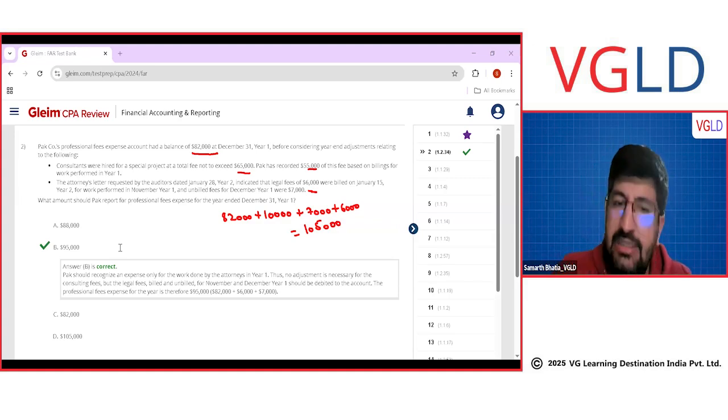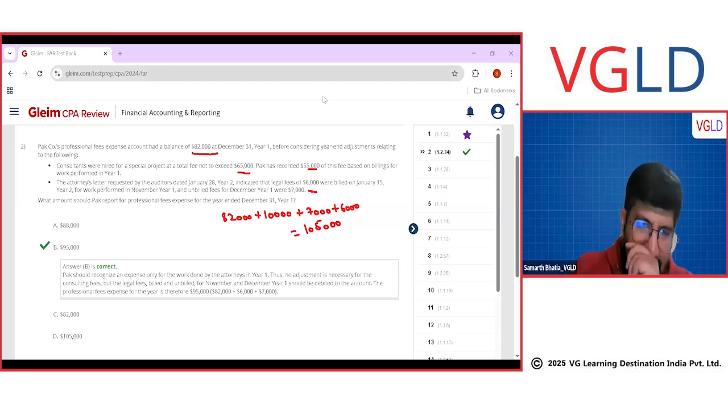Yes, Gagan, you are absolutely correct. So why is this 10,000 not adjusted? Because it's clearly given that this 65,000 is the total amount, but 55,000 has been billed for the work performed in year one. Mainly this 10,000 has to be adjusted, I feel, but they are saying it's related to work not completed yet. So only 55,000 will be adjusted, and 13,000 more will be adjusted. So 82 plus 13, 95,000 is the answer. But according to me, 105 should be the correct answer. But I don't know why they have not adjusted.